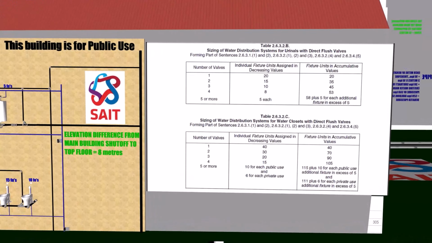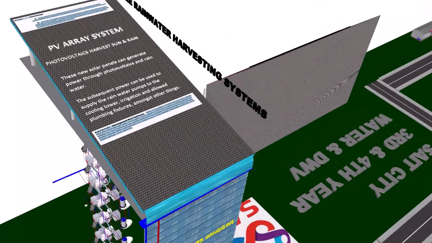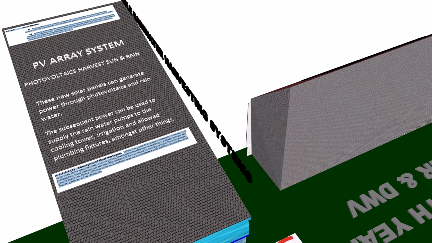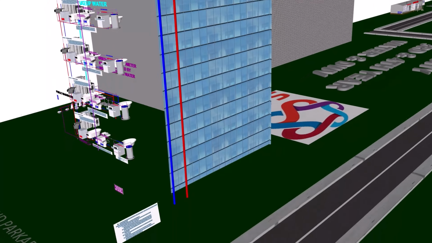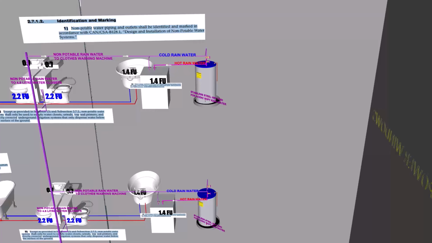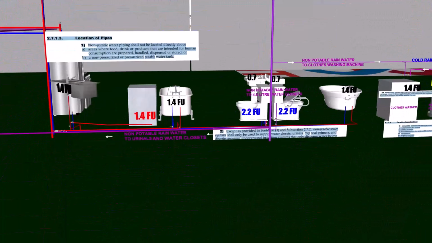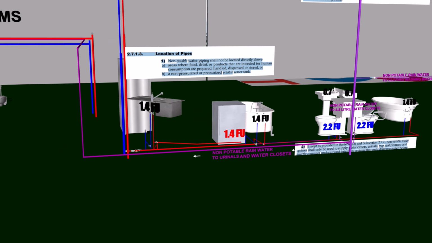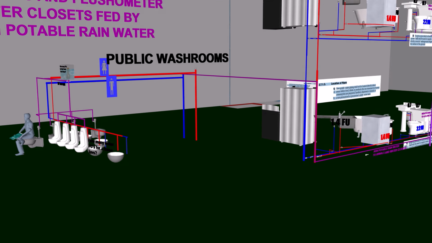The next subject is non-potable rainwater harvesting in section 272. I talk a little bit about it in third year, but in fourth year we get into more detail. As you can see, this building has solar panels on it, and it has rainwater harvesting that goes down the gutter into a cistern below. Basically, we need to know that we feed the urinals, toilets, and clothes washing machines with the purple rainwater harvesting. Those are the three main fixtures.